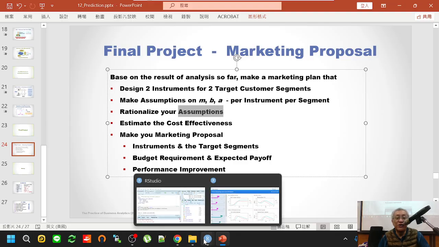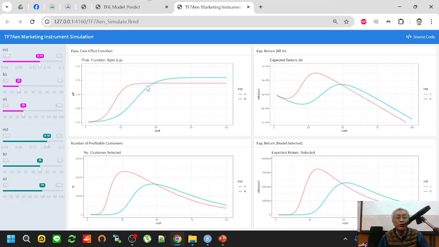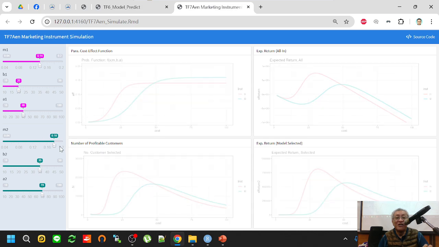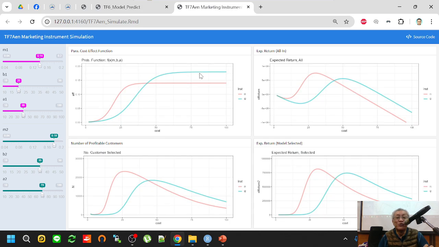As I show here, we have two instruments, right? This instrument actually takes effect at low cost, and this instrument takes effect at higher cost, right? But this instrument actually has a higher potential to raise the probability than this one.